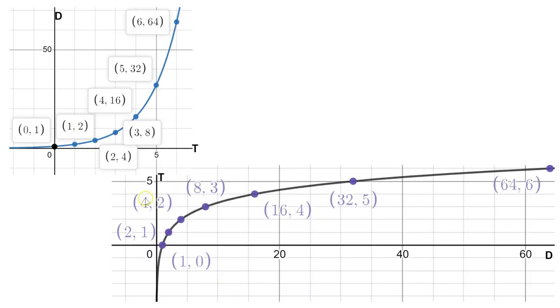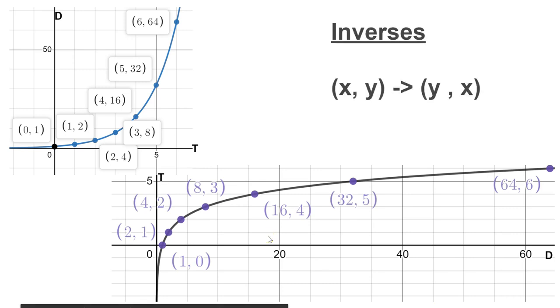Again, if we consider the big picture of this task, we started off looking at distance versus time, where distance was dependent on time, and then the inverse, where time was dependent on distance. We can tell that these are inverses because each xy point, such as (4, 16), has been inverted or flipped. So (16, 4), xy became yx, which we know is one of the 3 key indicators of an inverse function relationship.